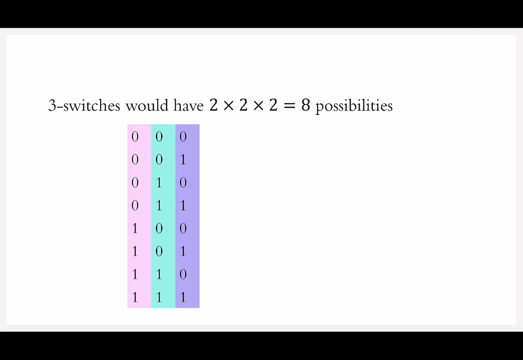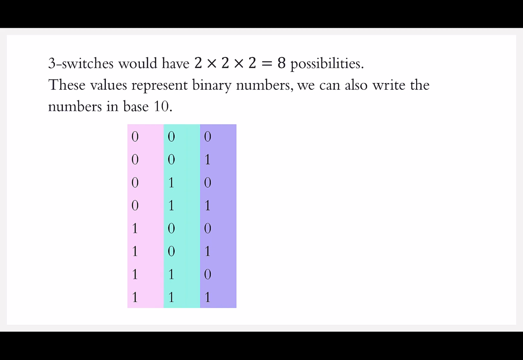It looks like this. We could have 0, 0, 0, 0, 0, 1, 0, 1, 0, 0, 1, 1, 1, 0, 0, 1, 0, 1, 1, 1, 0, or 1, 1, 1. These values represent binary numbers, but we can also write them in base 10. 0, 0, 0 is still 0, 0, 0, 1 is 1, 0, 1, 0 is 2, 0, 1, 1 is 3, 1, 0, 0 is 4, 1, 0, 1 is 5, 1, 1, 0 is 6, and 1, 1, 1 is 7.